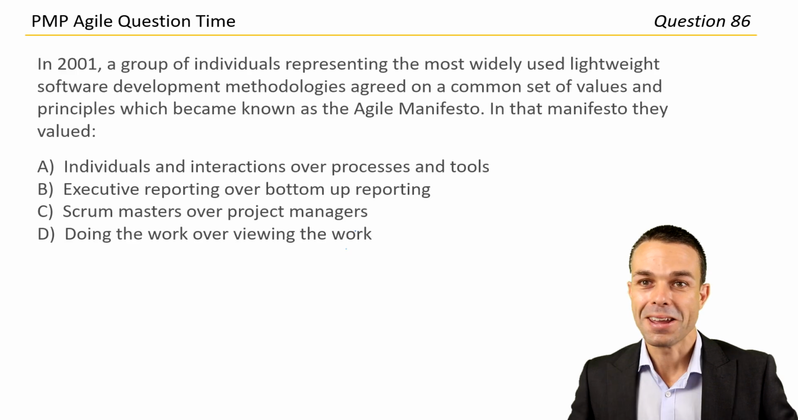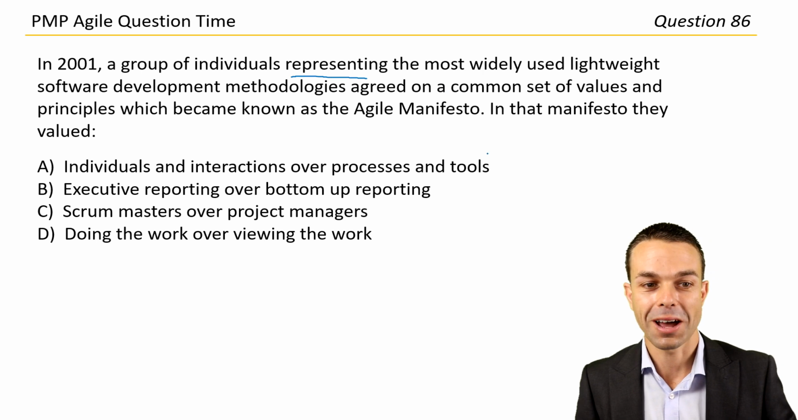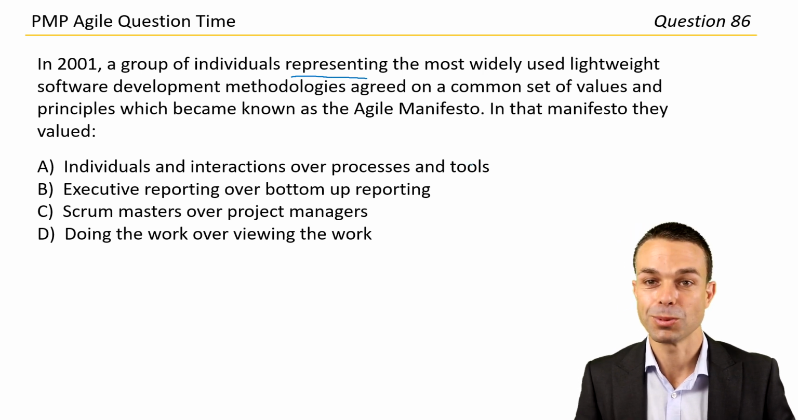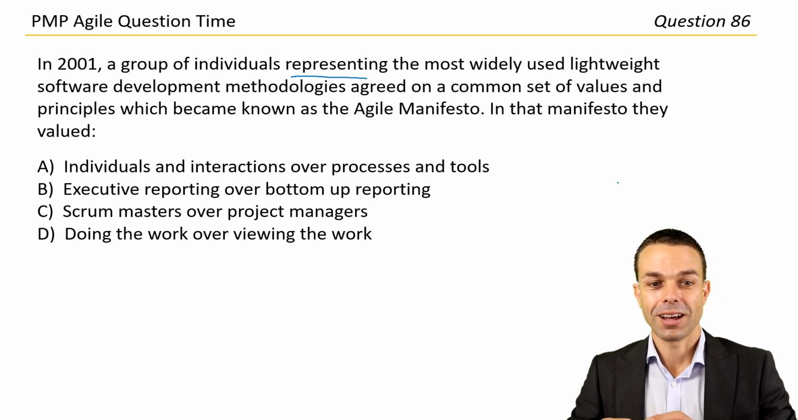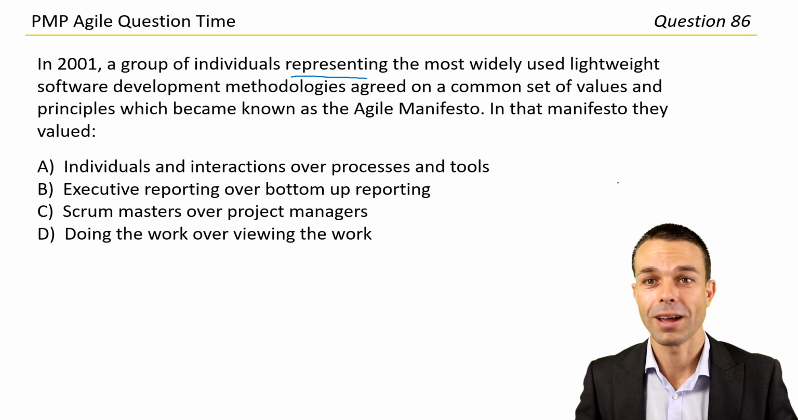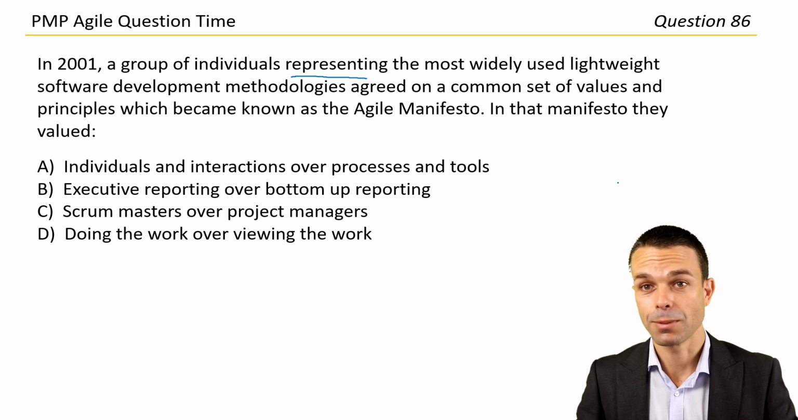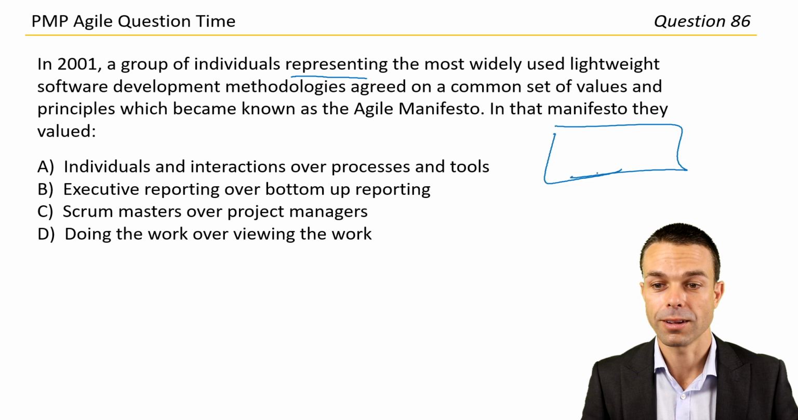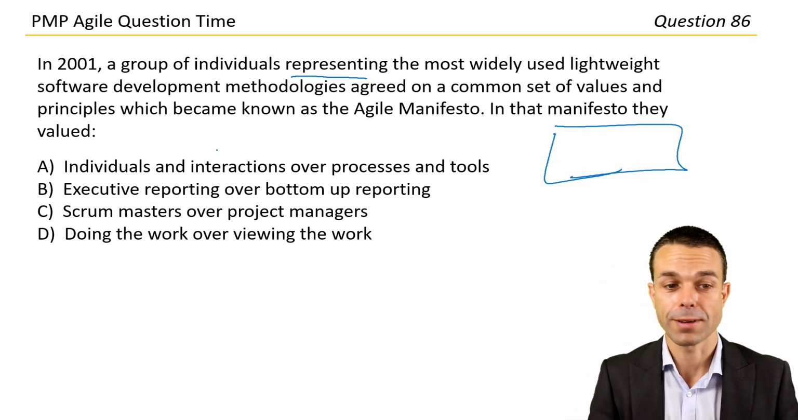You're doing great. In 2001, a group of individuals representing the most widely used lightweight software development methodologies agreed on a common set of values and principles which became known as the Agile Manifesto. You'll see this sentence so often because this is where Agile came from. All of these core individuals came together and agreed on that high level manifesto that has become Agile. In that manifesto, what did they value?